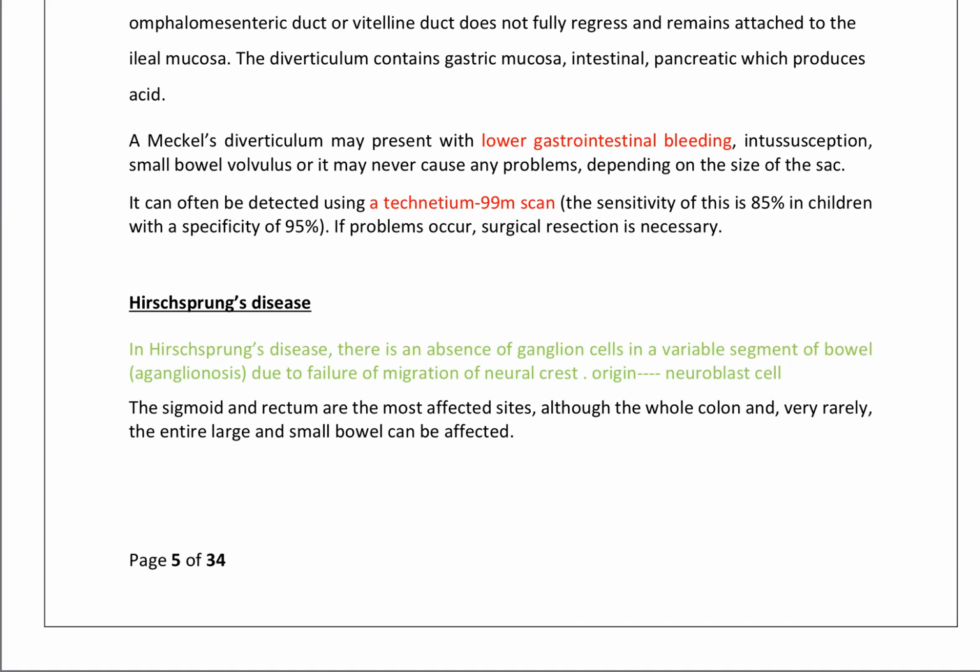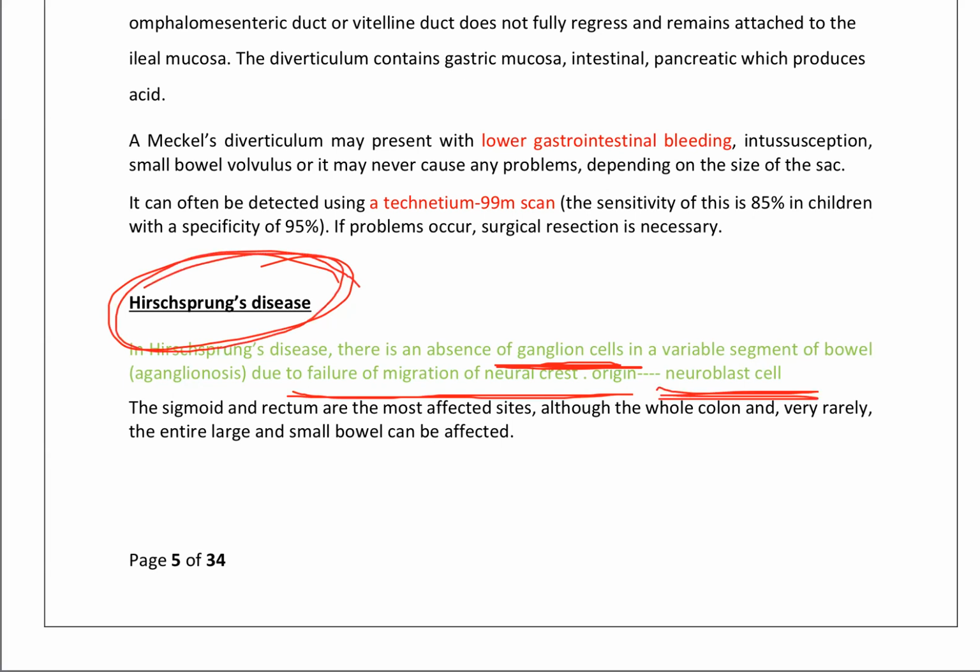We know that Hirschsprung's disease is a problem in the enteric nervous system. So the ganglionic cells are absent. And if you go deeper, why are the ganglionic cells absent? Due to failure of migration of the neural crest. So some questions are like this: is Hirschsprung's disease related to the neuroblast cell?